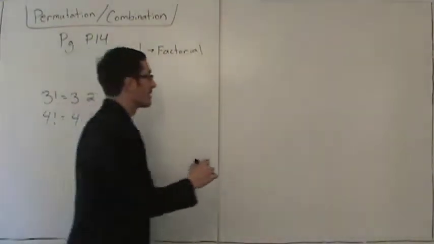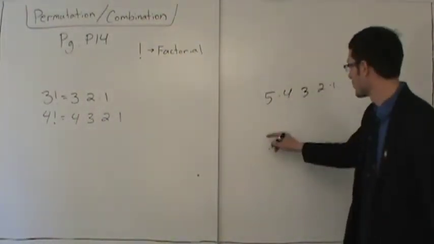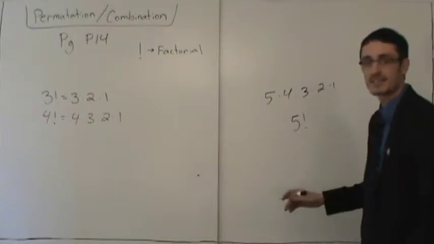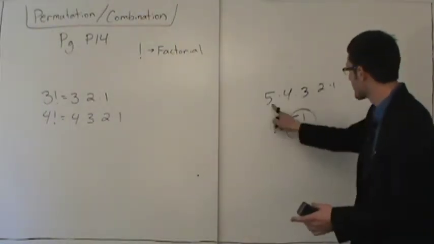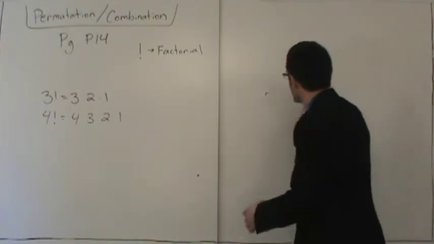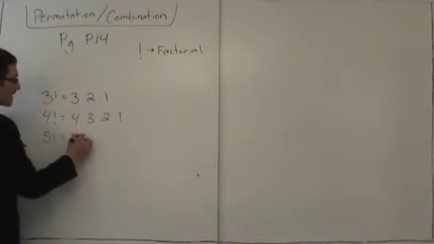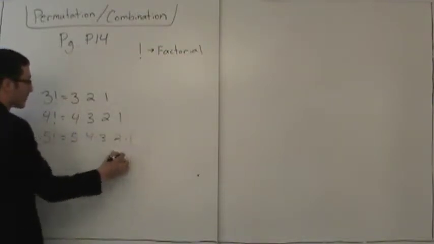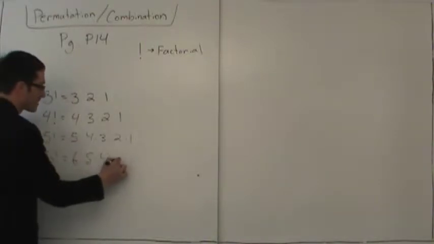And if on the board I wrote 5 times 4 times 3 times 2 times 1, this is not necessary anymore. All you have to do is write 5 exclamation mark, 5 factorial. That takes care of all of it. We read this as 5 times 4 times 3 times 2 times 1. So, let's go ahead and calculate these. 5 factorial is 5 times 4 times 3 times 2 times 1. 6 factorial is 6 times 5 times 4 times 3 times 2 times 1.